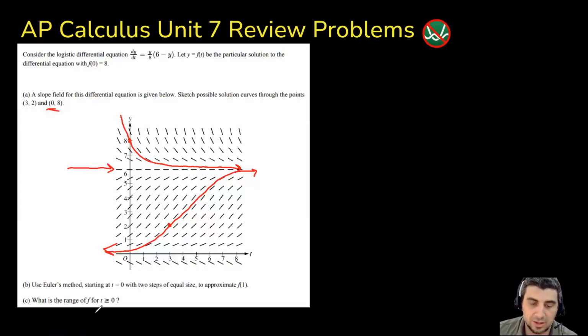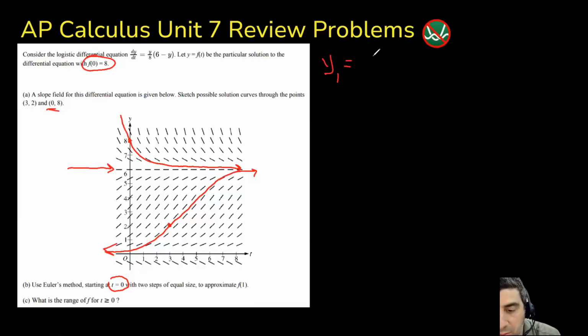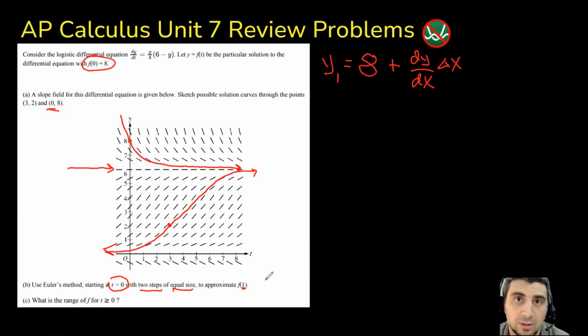Part B, however, is definitely a BC only topic. Using Euler's method, start at t equals 0 with 2 steps of equal size to approximate f of 1. Our y1 value is going to be equal to our initial y value. So at t equals 0, we know that we're using the y value of 8. So remember, Euler's method is you take your starting y value plus the slope at that starting point times your increment, which is delta x. In this case, we're essentially starting at t equals 0, taking 2 steps to get to t equals 1. So 2 steps, 1 unit, each step has to be half a unit.